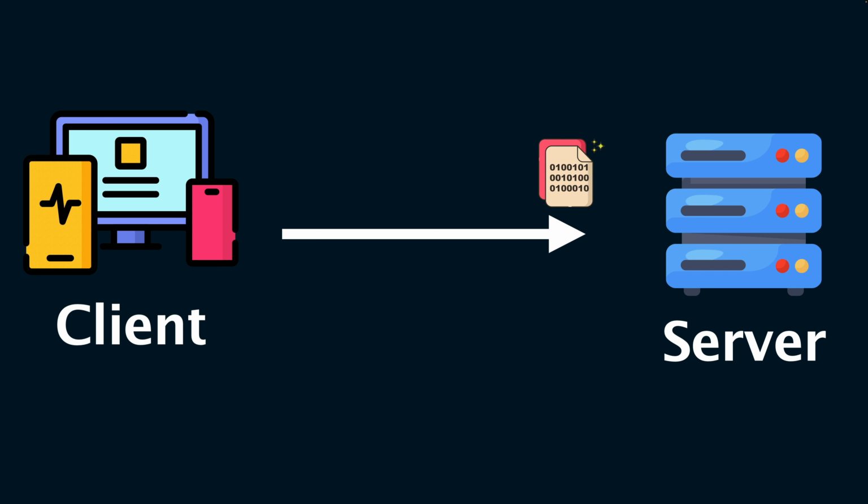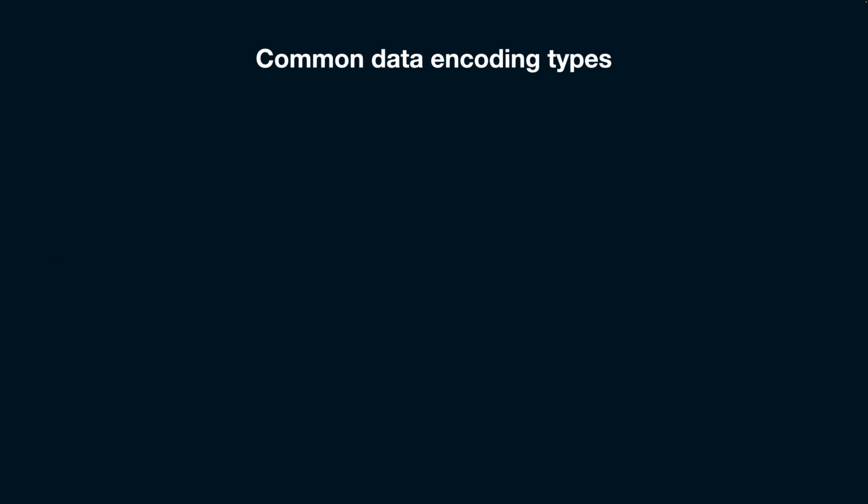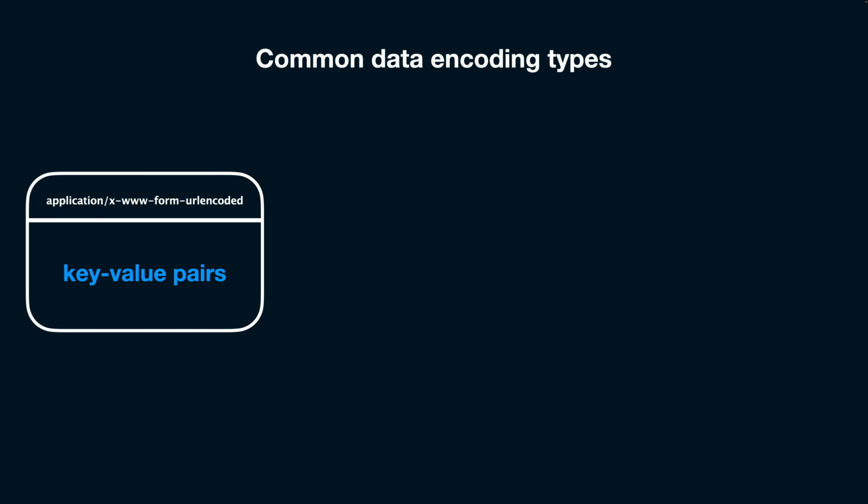Before submitting data, we first need to know what data the server expects to get and how it's formatted. There are three common encoding types for formatting data. The first one is URL encoded, and it's used for simple text and formatted as key value pairs. The second one is multi-part form data, which is used to send binary data and text. You will need this when you want to upload files to the server. The third one is sending the data as JSON. Let's see an example for each one.